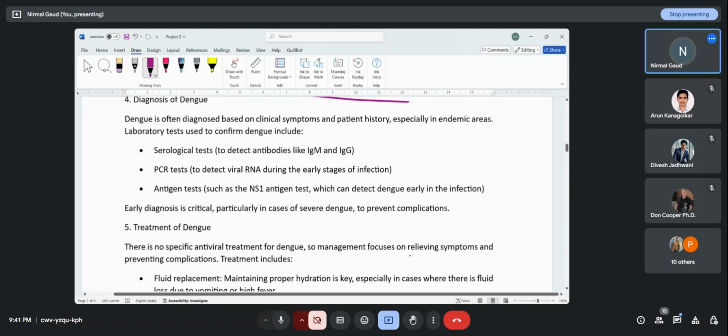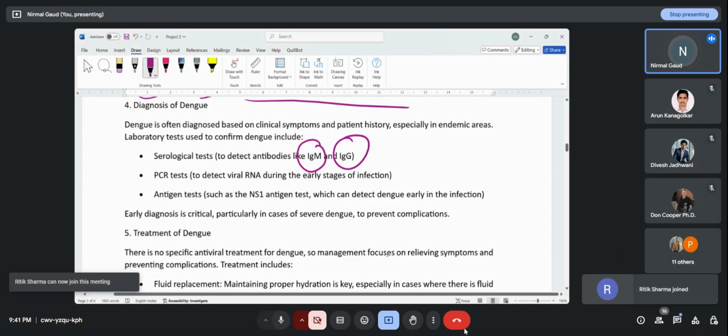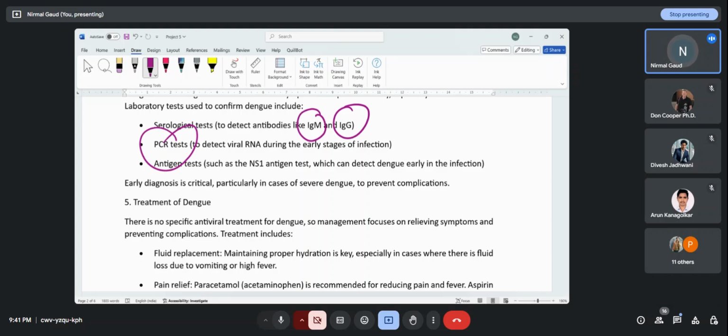Diagnosis, okay. We have some tests related to dengue like IgM and IgG to detect the antibodies present. So we can have a test related to it. We can have a PCR test also. We can have an antigen test also. That means our antibodies are building up to fight some virus. So we can have such tests to identify it.